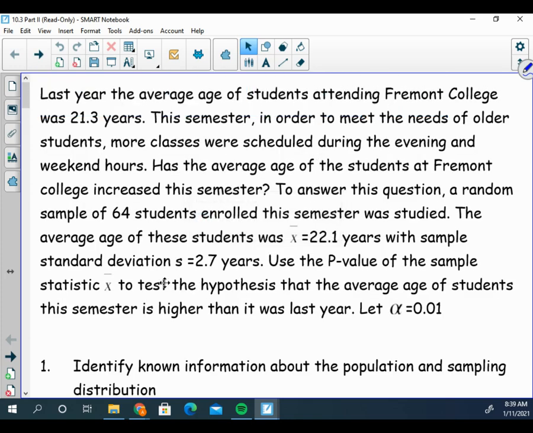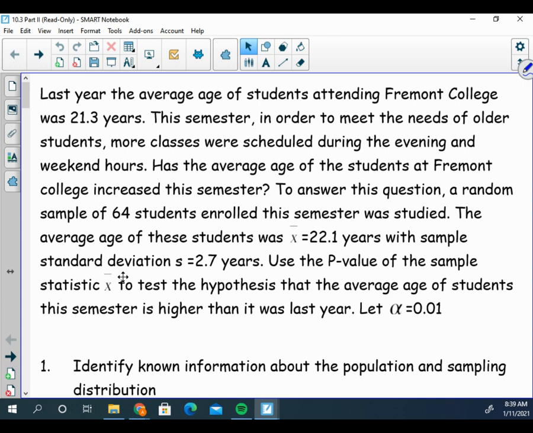Okay, again, if you want to go ahead and try this on your own, be my guest, grab the important info, and go for it. Last year, the average age of students attending Fremont College was 21.3 years. This semester, in order to meet the needs of older students, more classes were scheduled during the evening and weekend hours, as the average age of students at Fremont College increased this semester.